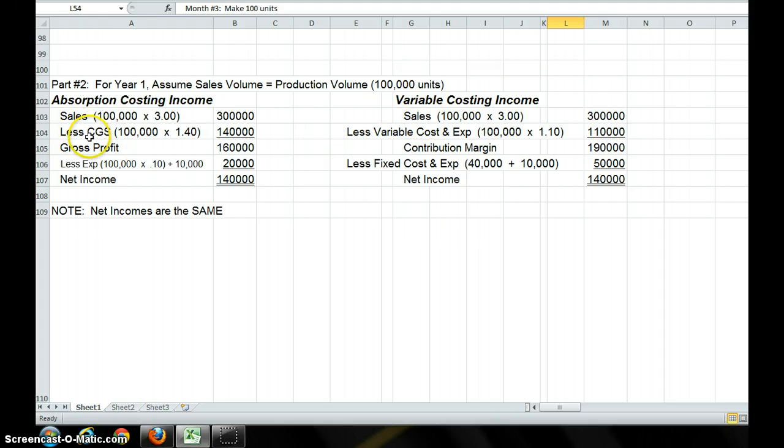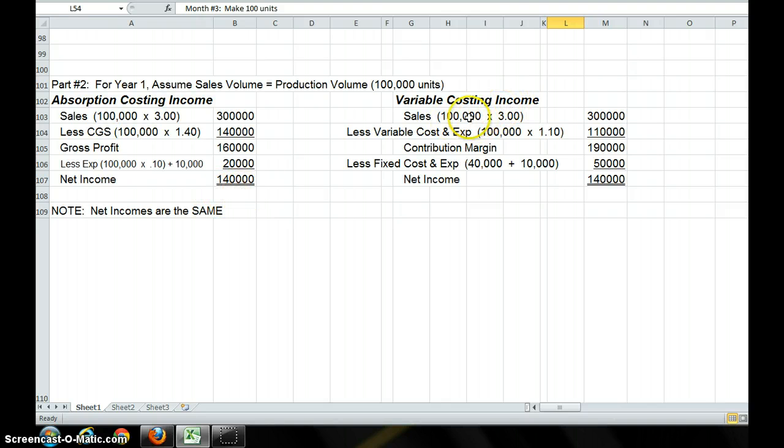Under absorption costing, cost of goods sold would be the 100,000 units times the $1.40 cost, and then the subtotal is called gross profit. Then we take out any period expenses, which would be the 10 cents per unit sales commission, and a $10,000 fixed amount of general and administrative and selling expenses. Bottom line net income is $140.